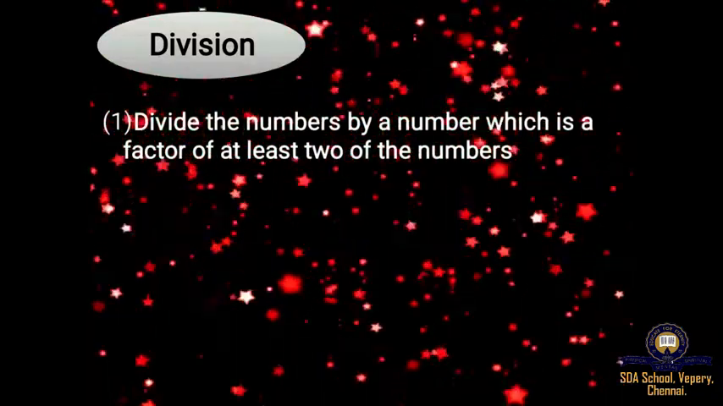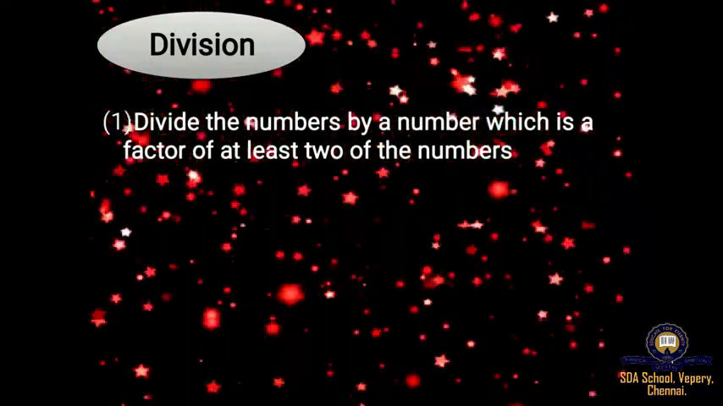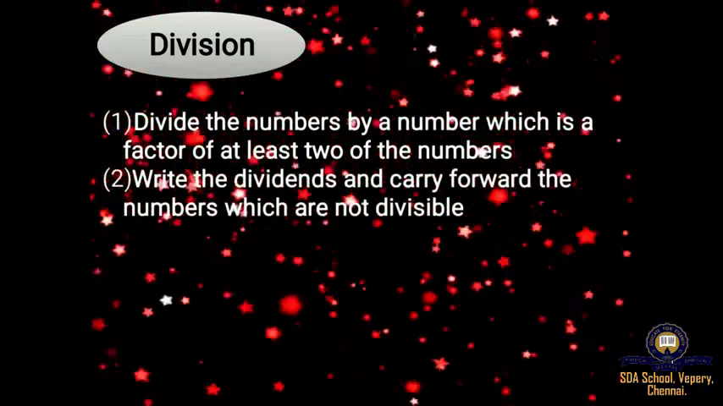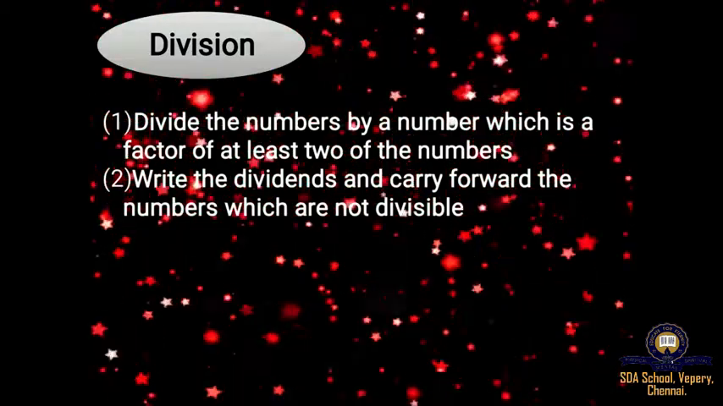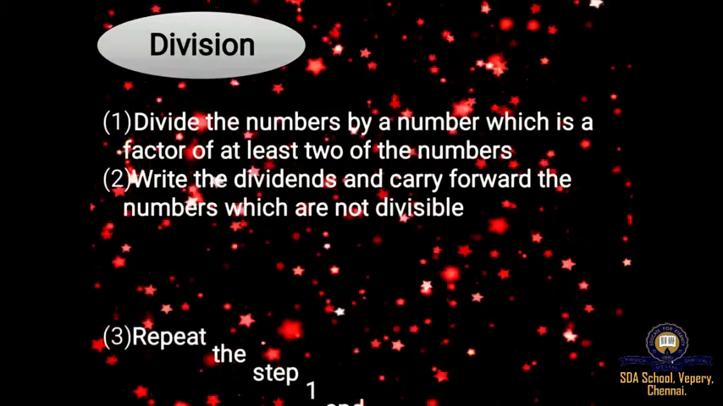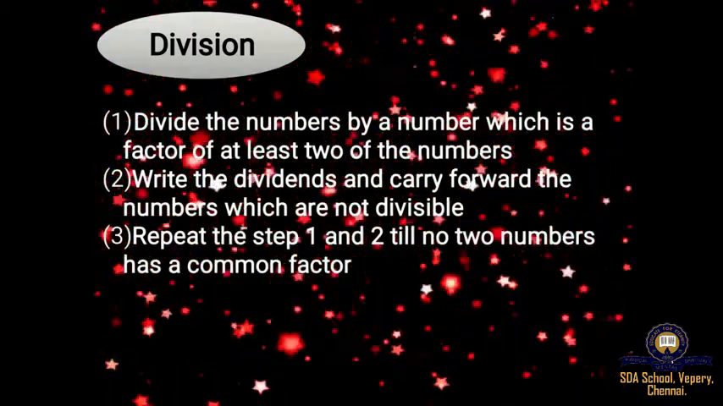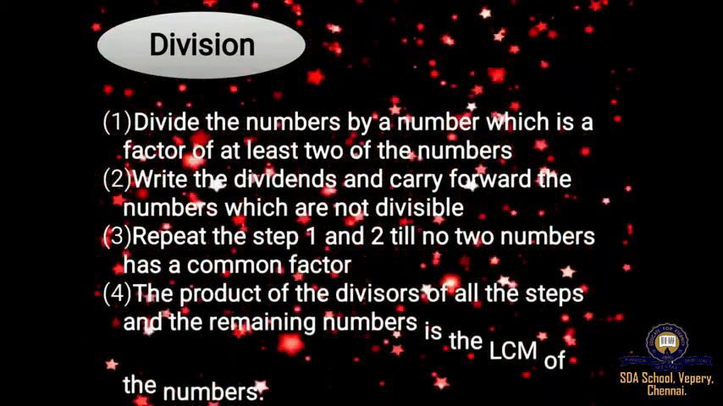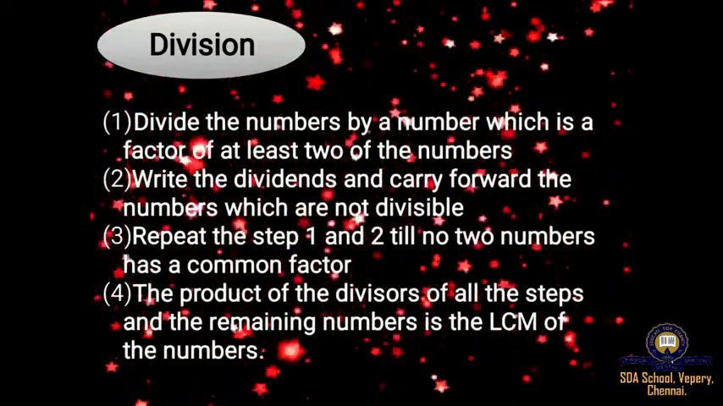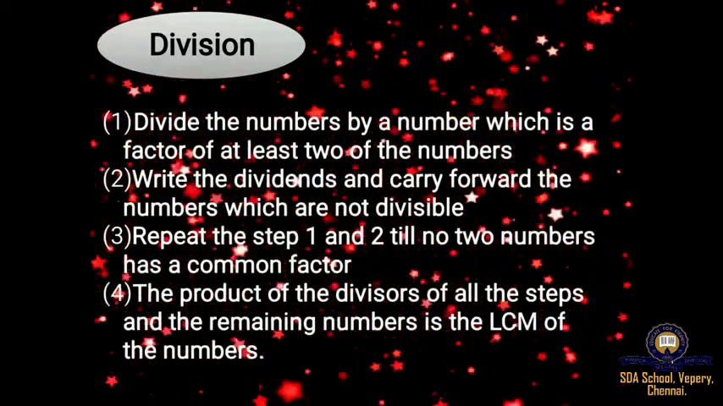Divide the numbers by a number which is a factor of at least 2 of the numbers. Write the quotients and carry forward the numbers which are not divisible. Repeat steps 1 and 2 till no two numbers have a common factor. The product of the divisors of all the steps and the remaining numbers is the LCM of the numbers. Now we will do a few problems.